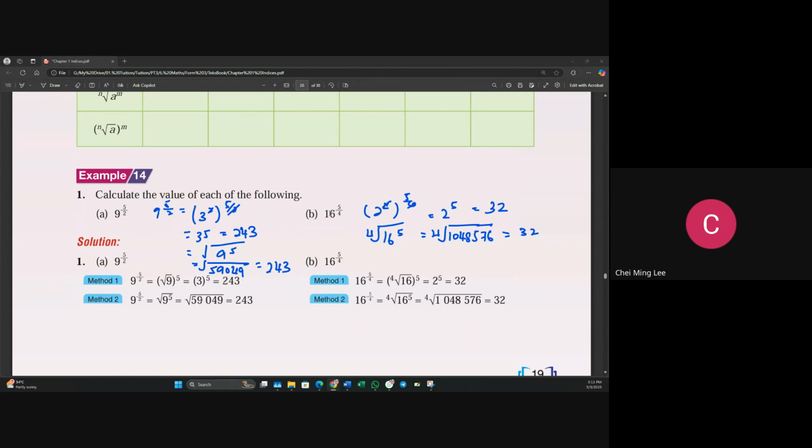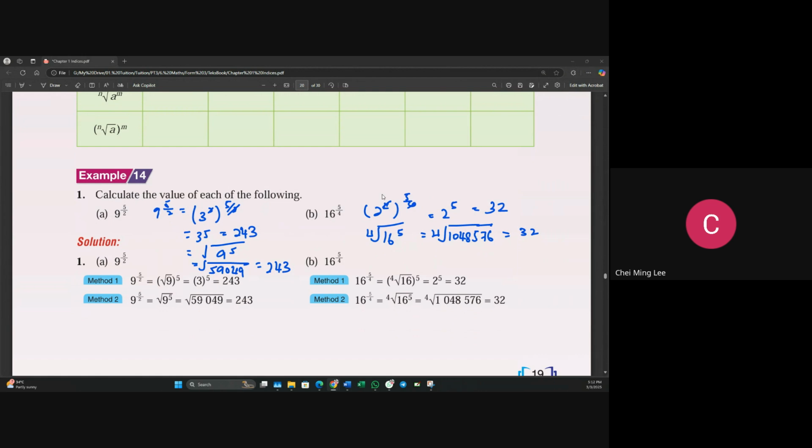Like this one, 16, you can change it into 2 to the power of 4. So you cancel out each other, you will get 2 to the power of 5. 2 to the power of 5 is 32. Why do I recommend you to do simplification instead of using the calculator? Because if you press one wrong number, you might not be able to get this one correct. Okay, understand? See how I do it: 16, I change it into 2 to the power of 4.